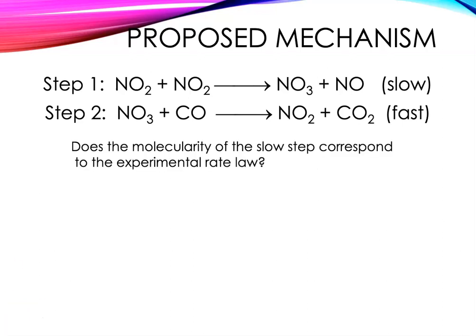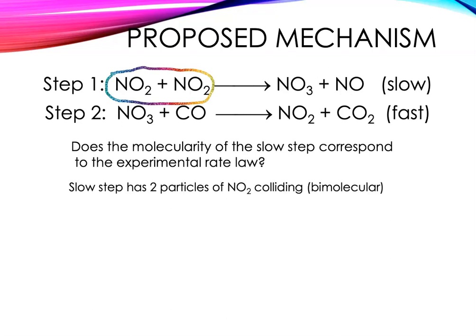Right, so it works in terms of having the steps add up to the overall balanced equation, but we have another criteria to meet. Does the molecularity of the slow step correspond to the experimental rate law? So let's look at the slow step. Step 1 has 2 particles of NO2 colliding. It's bimolecular, which means when we go to write a rate law based on just the elementary step, it should be second order in NO2.